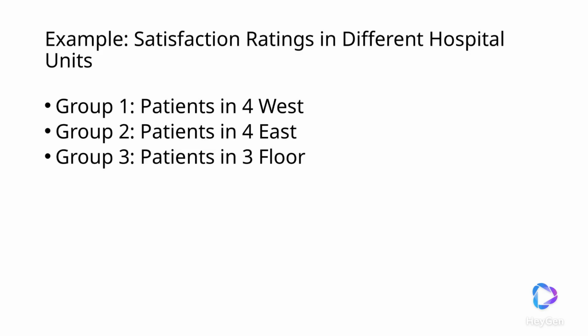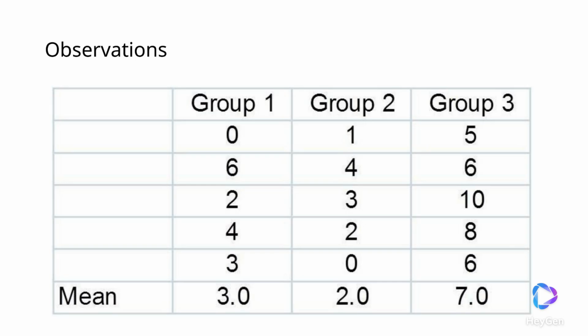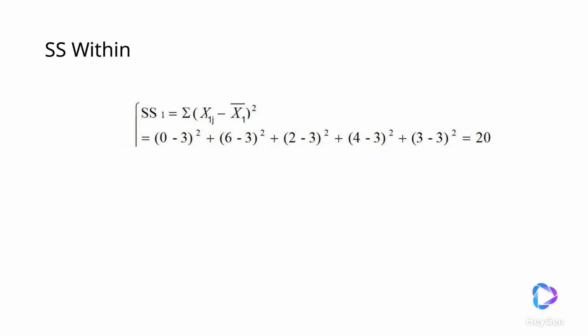In this example, we want to know if the patients within 3 hospital wards have the same satisfaction rate. Each patient has independently rated satisfaction with their care. These data show the ratings. We start with group 1 and calculate the sum of squared difference between observations and within group average. The average within this group is 3. And the squared difference from average summed to 20.